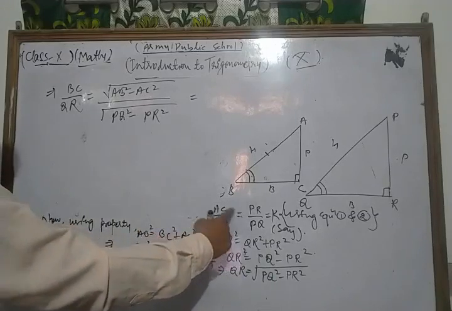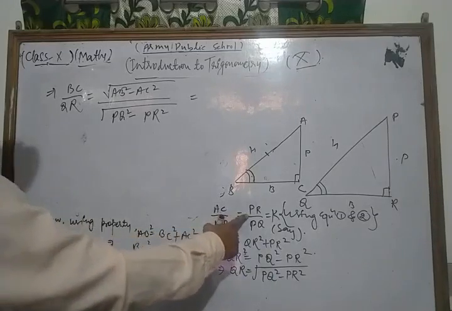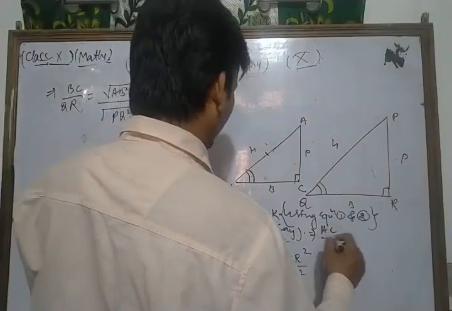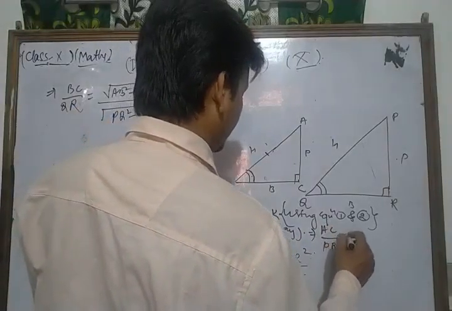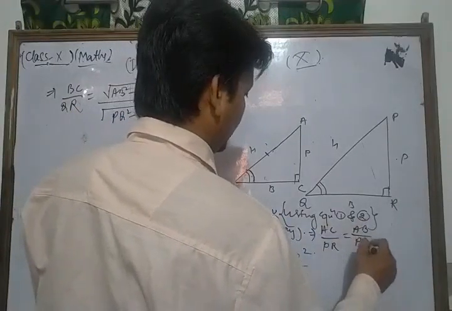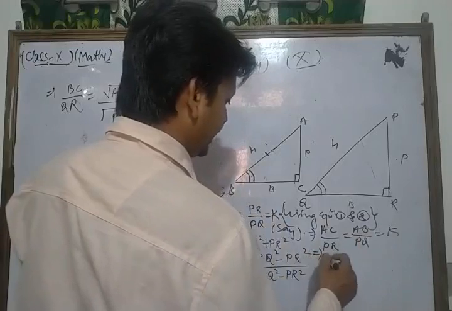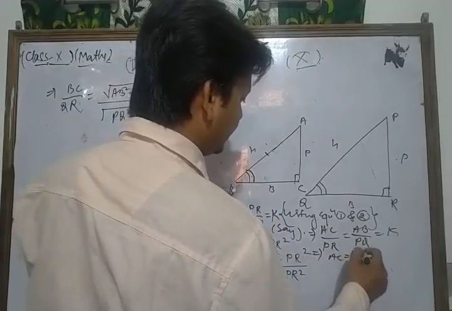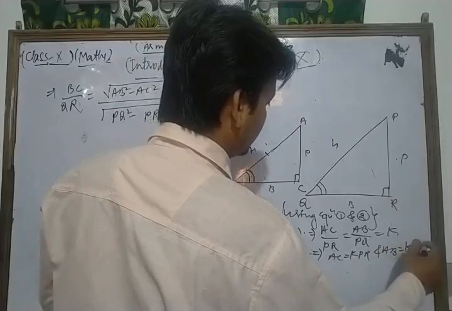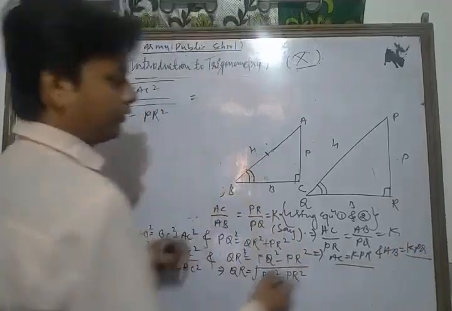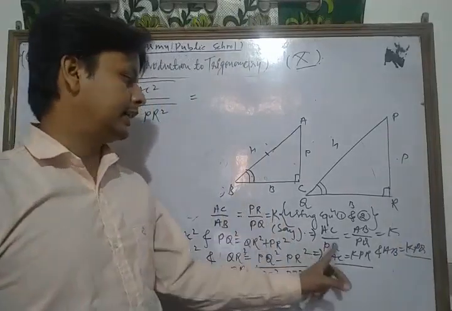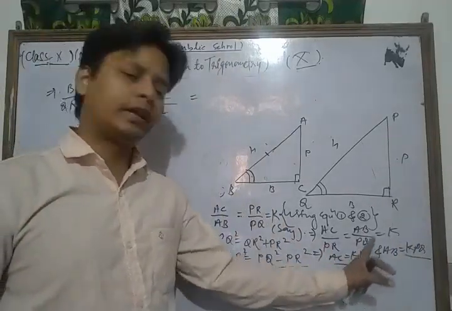From there, dear students, we can write AC upon PR is equal to AB upon PQ and is equal to K. So from there AC is equal to KPR, and AB is equal to KPQ. Okay, from there we can write now: AC is equal to KPR and AB is equal to KPQ.